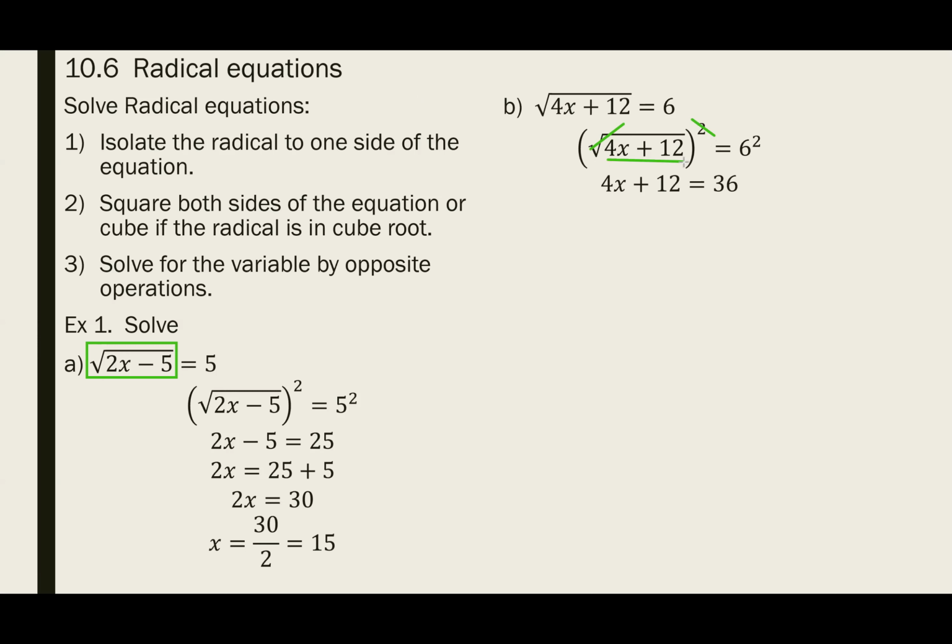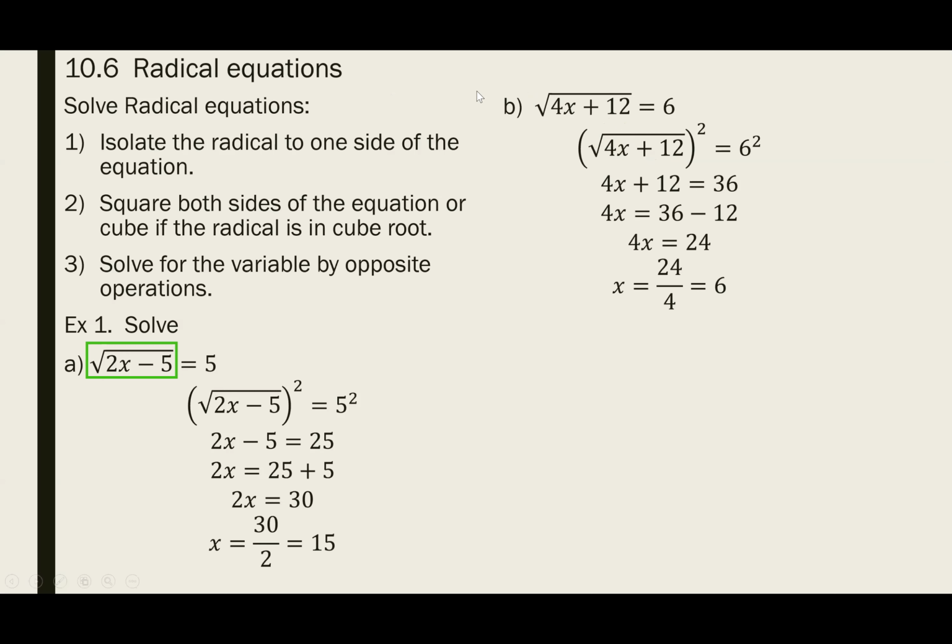No longer do we have a square root, because with a square and a square root, we're looking for a pair of 2, and we got a pair of 2. And again, that is what we have. And once we have this, hopefully now it's smooth sailing. How do I solve for x? I need to subtract the 12, and 36 minus 12 gives me 24. I divide by 4, x is equal to 6.